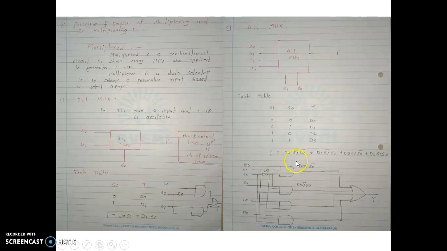And we can write the equation. So how to write the equation? D0 into S0 bar S1 bar. Why? Because S0 is 0 and S1 is also 0, so we have to take the complement of it. Similarly we can represent the truth table by using an equation, and that equation can be implemented by using gates. So for multiplication we can use an AND gate, and for addition we can implement an OR gate.